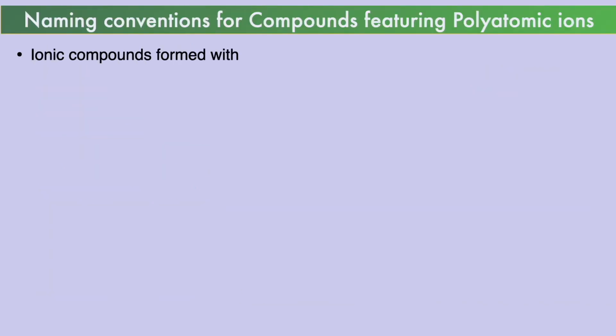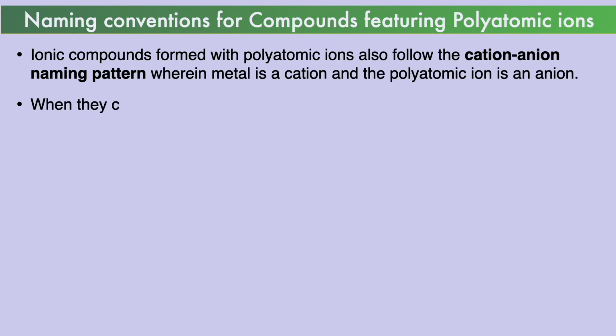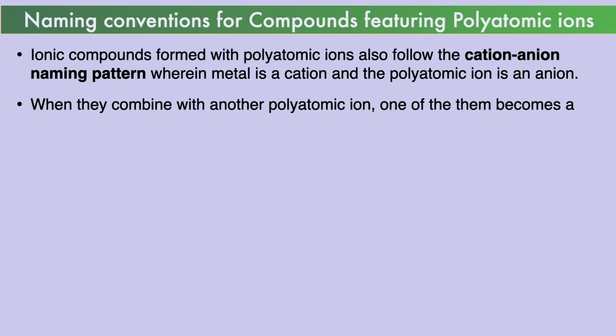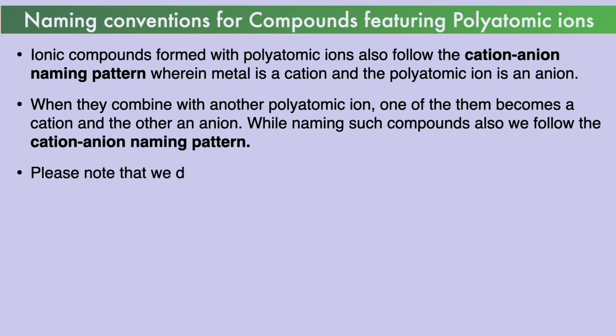Ionic compounds formed with polyatomic ions also follow the cation-anion naming pattern, where the metal is a cation and the polyatomic ion is an anion. When they combine with another polyatomic ion to form a compound, one of them plays the role of a cation and the other becomes an anion. While naming such compounds also, we follow the cation-anion naming pattern. Please note that we do not use prefixes like di, tri, tetra, etc.